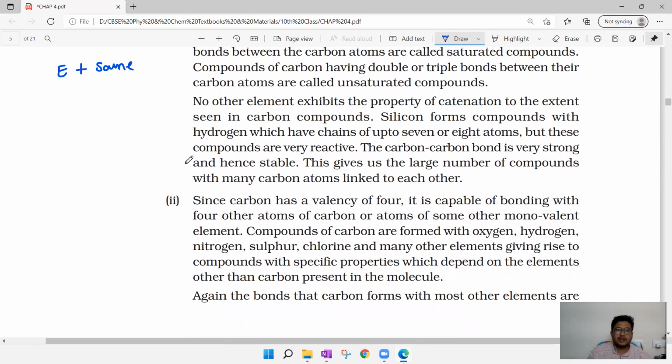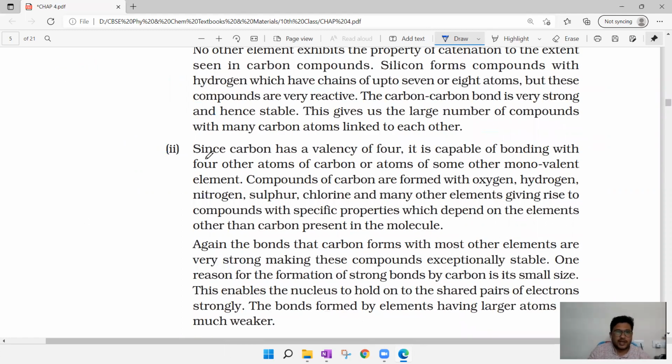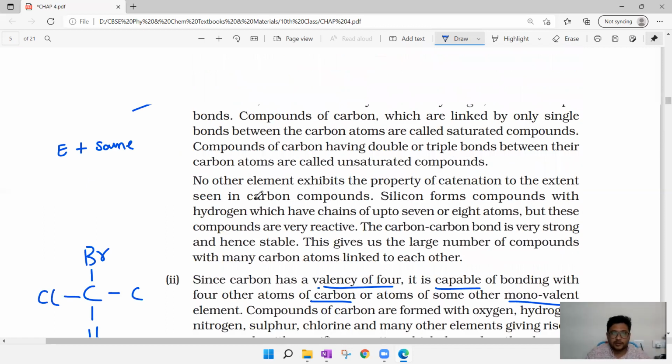And the second property is known as tetravalency, since carbon has valency 4. So it can bond with 4 other elements. It has the capability of bonding with 4 other carbon atoms or other monovalent atoms. Carbon can combine with carbon, or it can combine with monovalent elements such as hydrogen, chlorine, bromine, iodine, etc. So those are the 2 properties.